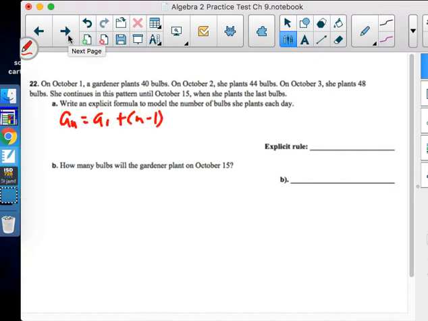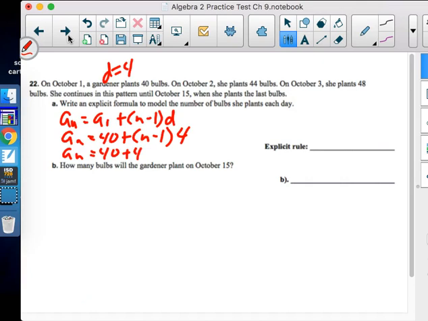How did we know it was arithmetic? Yeah, adding 4 every time. So just by looking at it, we see that D is 4. What did they say she planted on the first day? 40. And we said 4 each day. Let's clean it up and we'll have our formula. 40 plus 4n minus 4. So that'll be 4n plus 36. Beautiful.